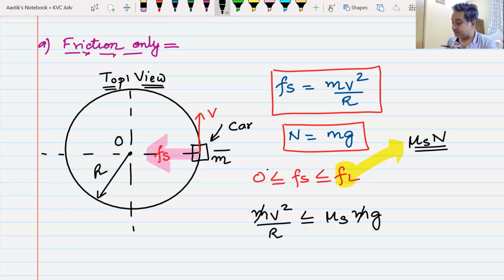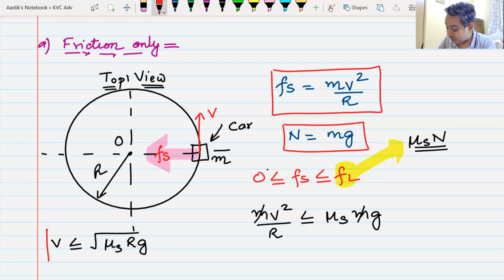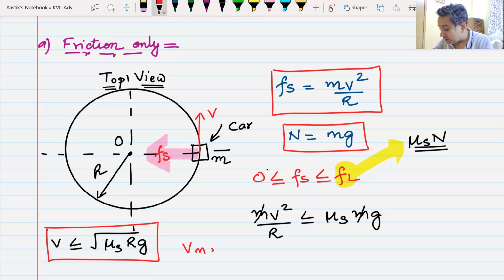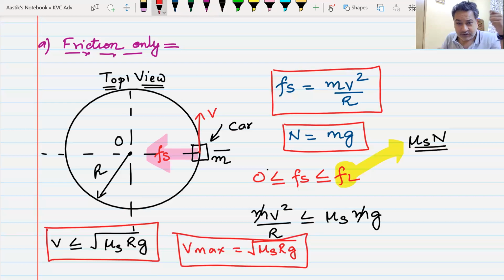M gets cancelled. That means v is less than or equal to root over mu s into r into g. So your velocity, at which you are driving the car, must be less than this value. So what is the maximum value that is possible? The maximum value is root of mu s into r into g. This is the maximum speed at which you can drive your car and successfully turn on a circle.